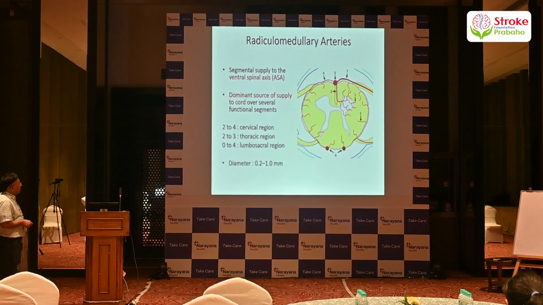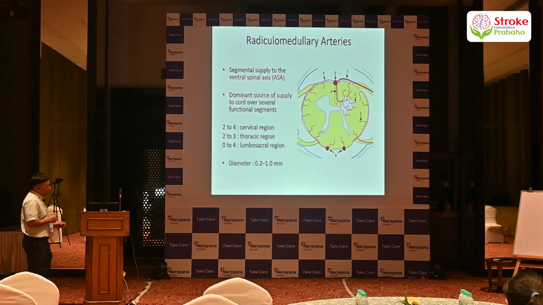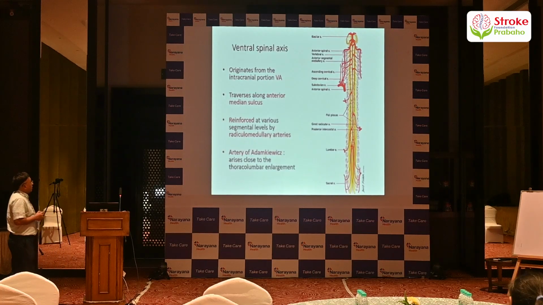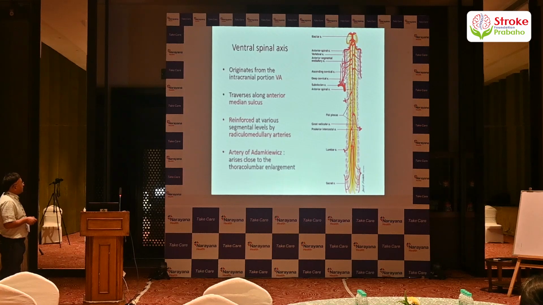There are 2 to 4 radiculomedullary arteries in the cervical level, 2 to 3 in the thoracic level, and 0 to 4 in the lumbosacral region. They are very small. The diameter varies from 0.2 to 1 millimeter. This is the ventral spinal axis we have already discussed, and it is reinforced by the radiculomedullary arteries at various levels.